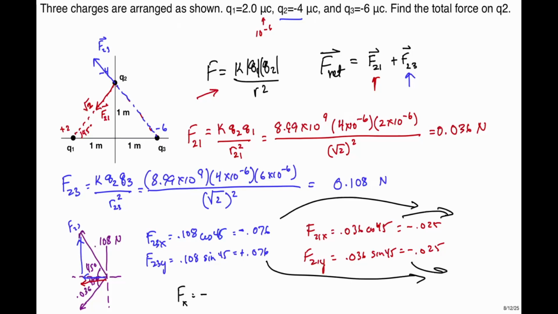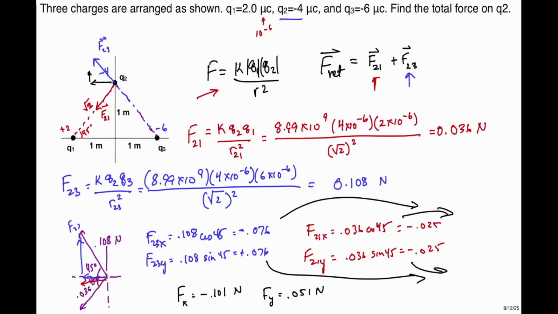I got negative 0.101 newtons, and for Fy, I got 0.051 newtons. So that means that the resultant force acting on charge number 2 points in the negative x direction and the positive y direction. So what quadrant does that get us in? Gets us in the second quadrant. So if I go find the magnitude of this, this isn't the magnitude yet, right? This is just the components. How do I find the total magnitude of this force?